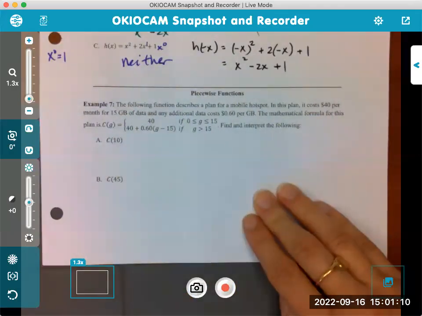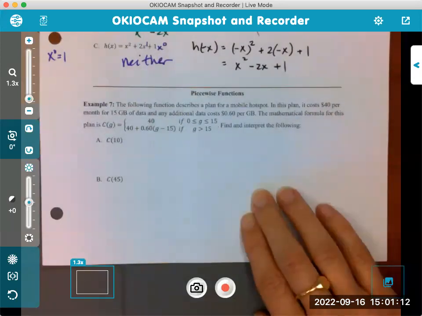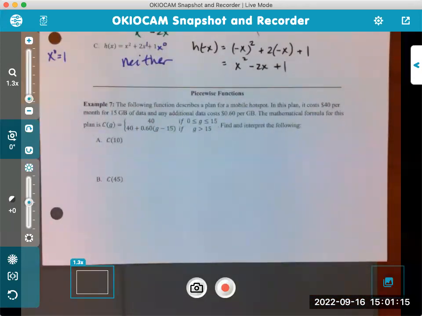Okay, piecewise functions. Remember, this is a function made in pieces. So example 7 says the following function describes a plan for a mobile hotspot. In this plan, it costs $40 per month for 15 gigs of data, and any additional cost is 60 cents per gigabyte. The mathematical formula for this plan is C of G equals 40 if the gigabyte usage is between 0 and 15 inclusive, and then 40 plus 0.60 times G minus 15 if G is greater than 15.